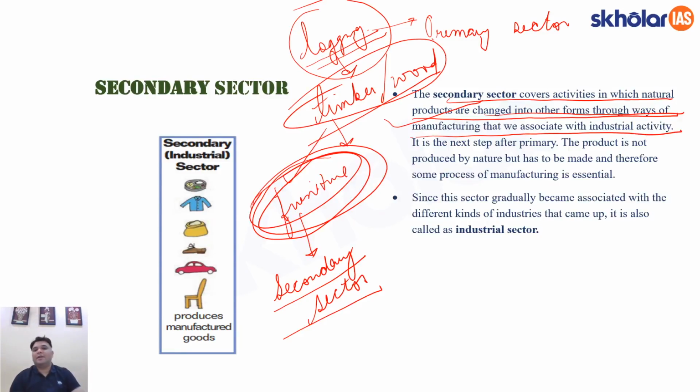So quite rightly, it is the next step after the primary sector. The product is not produced by nature, but it has to be made, and therefore some process of manufacturing is essential.